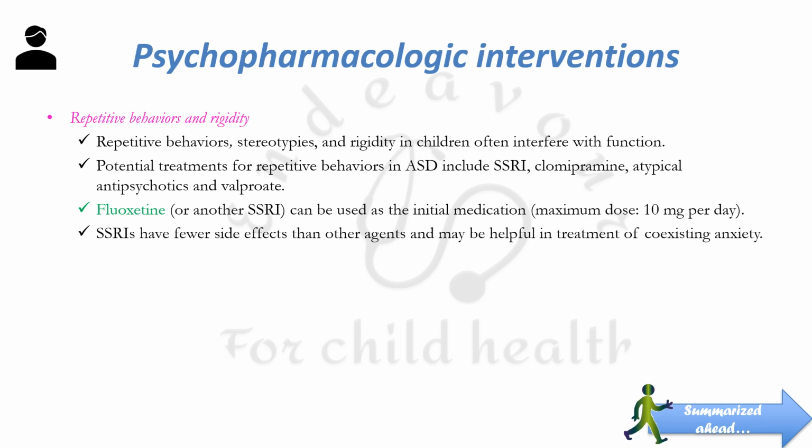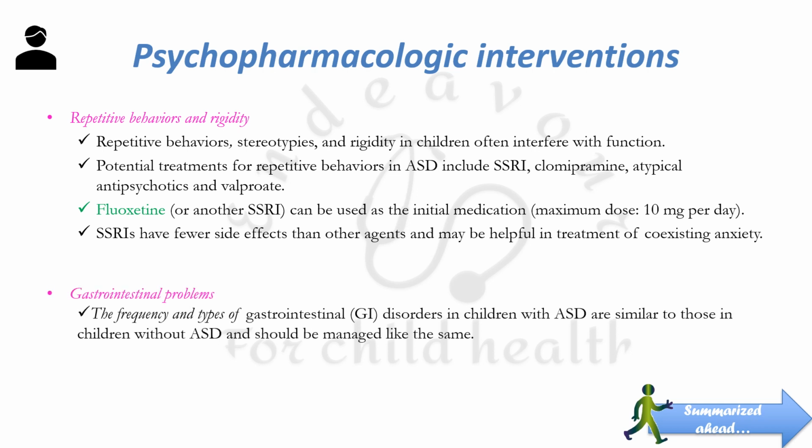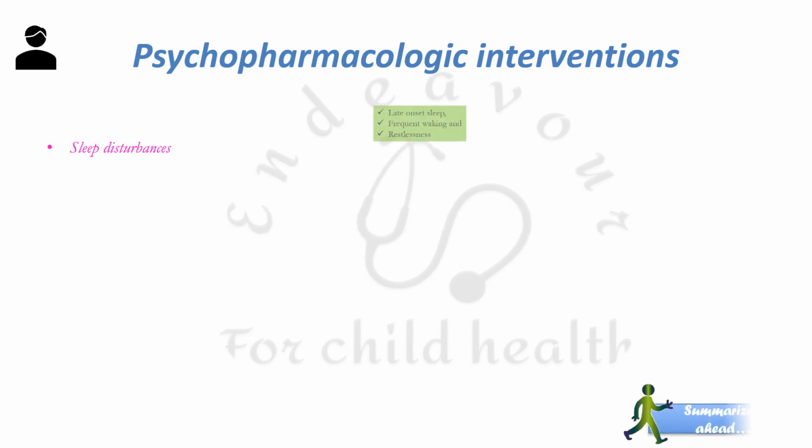Fluoxetine is an important drug, an SSRI, that is selective serotonin reuptake inhibitor, which is used for the treatment of repetitive behaviors and rigidity in patients with autistic spectrum disorder. Other drugs used are clomipramine and valproate. SSRIs have fewer side effects and may be helpful in treatment of coexisting anxiety as well. Gastrointestinal problems are treated the same way as in children not having ASD.